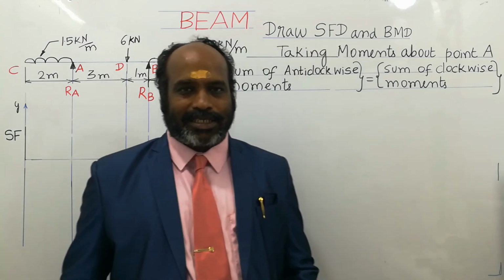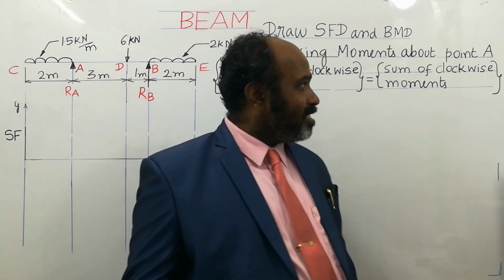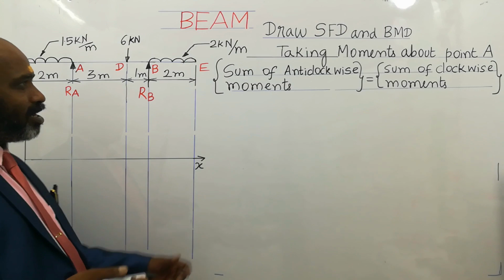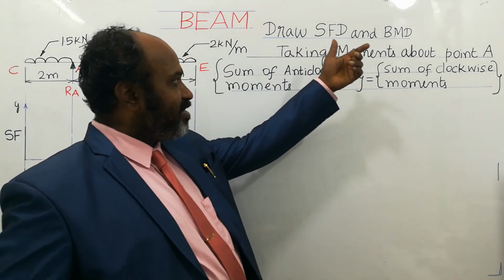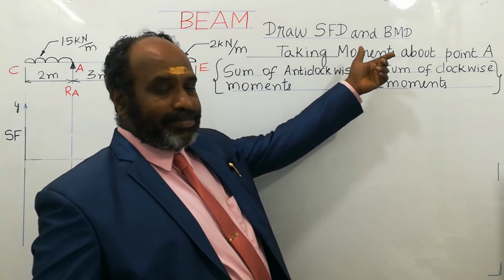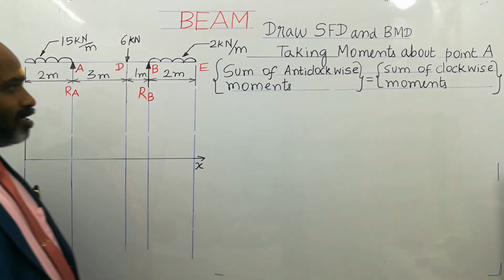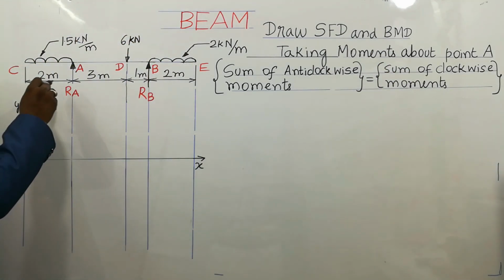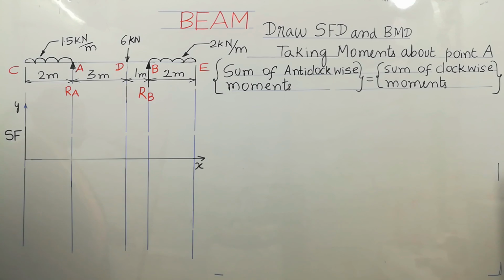Strength of materials for B.Tech students. In the question, you are asked to draw the SFD and BMD. SFD means shear force diagram and BMD means bending moment diagram. Looking at this diagram, this type of beam is called an overhanging beam.